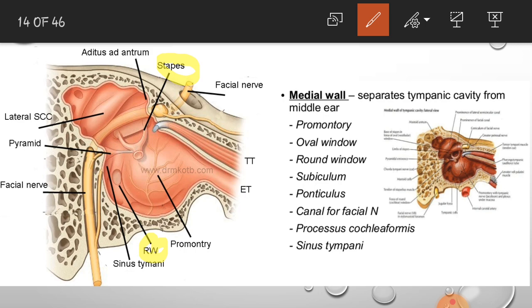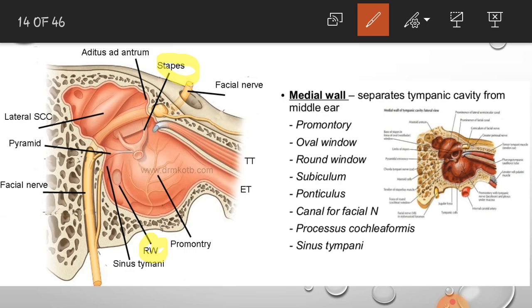Look at the line where it is pointing. The arrow is pointing at the round window. So we have the oval window, we have the round window. Now the next two things, the subiculum and the ponticulus, I'm going to tell you about in the next slide.